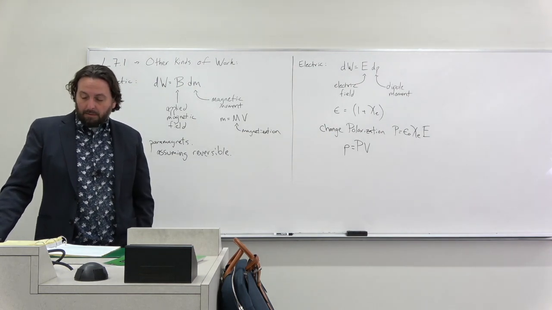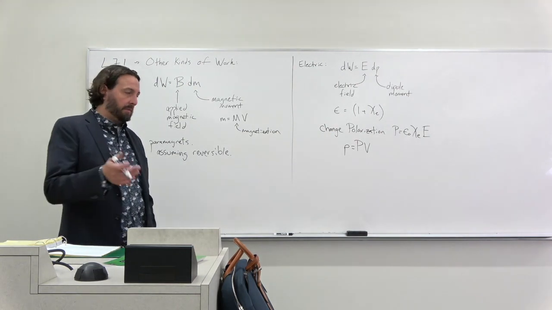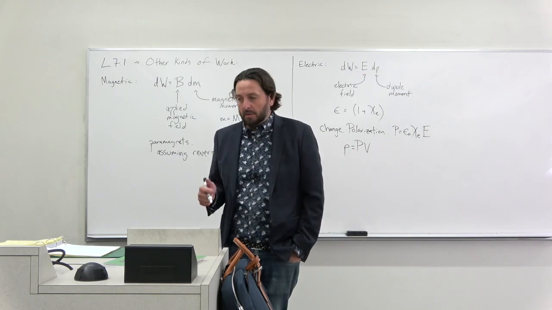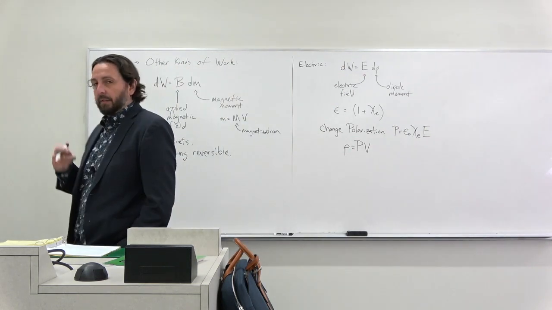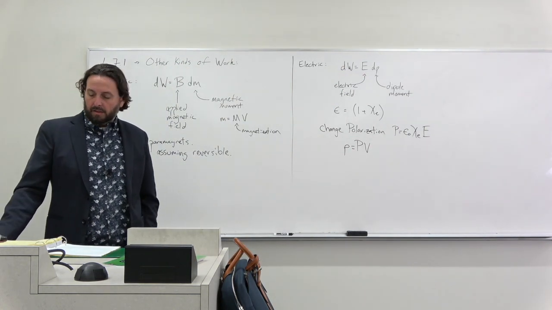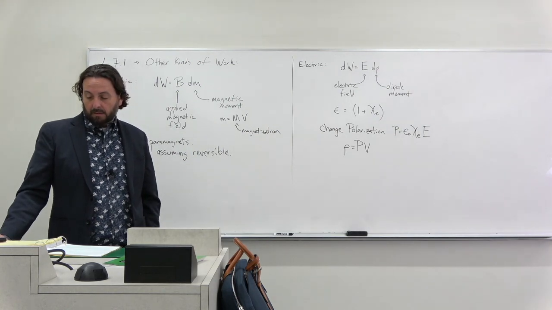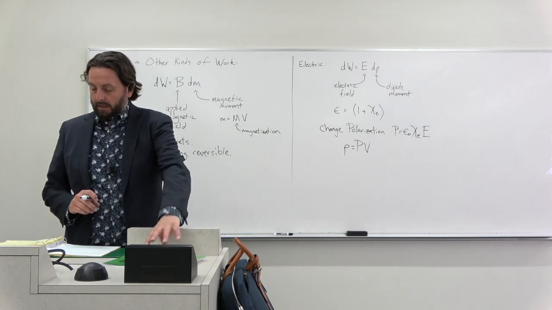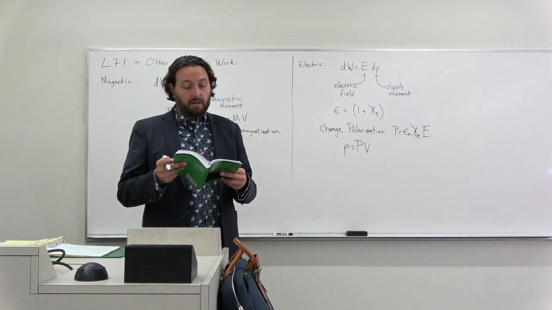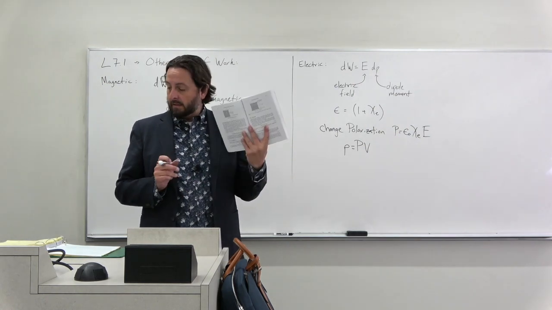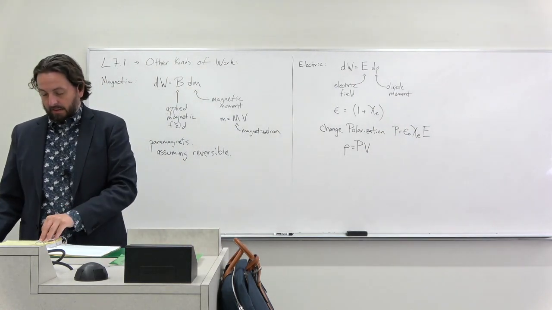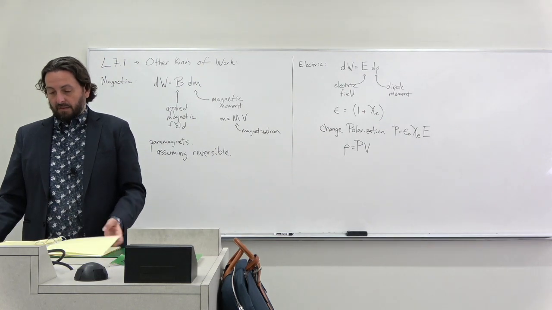You could not allow a current to flow, say through a resistor, because as soon as you have I squared R, you have a dissipative work. You've had some resistance. I think the book also gives an example of a stirring, right? So a stirring is a form of dissipative work.